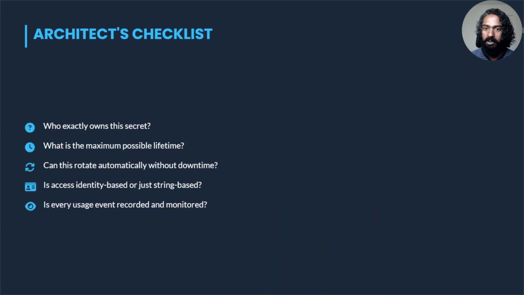As an architect, we should always ask: who owns this secret? How long does this live? Can it rotate automatically? Is access identity based? And is usage monitored? These become the very important things we need to ask during any assessment. If these answers are unclear, it means the risk already exists.